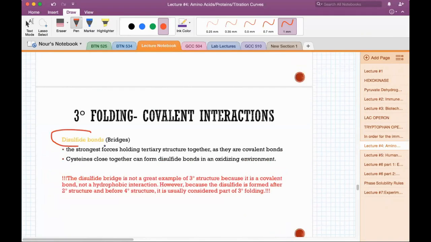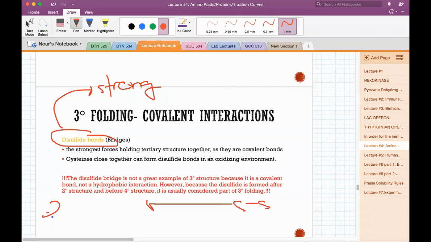And remember, disulfide bonds are covalent, meaning they're strong. And when going through SDS-PAGE gel electrophoresis, you need reducing conditions in order to fully break them, because it's a reduction reaction that turns the disulfide bond back into two cysteines.